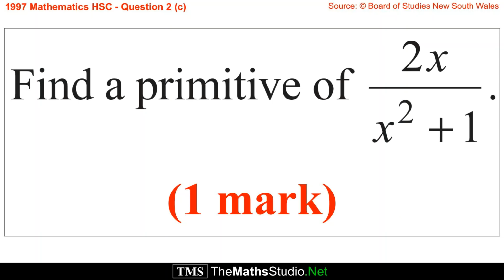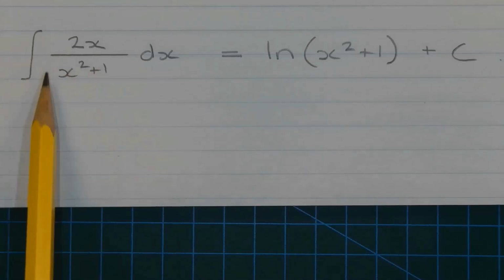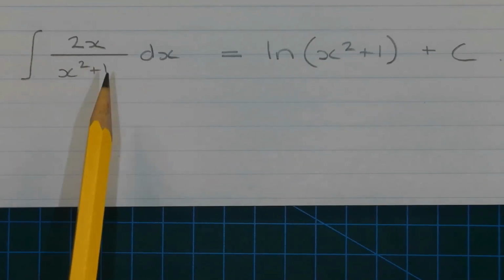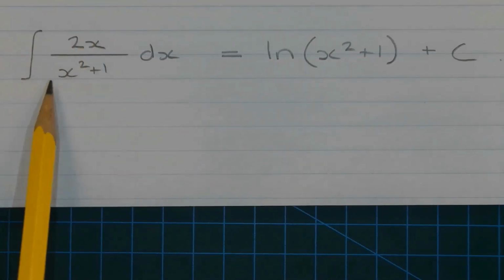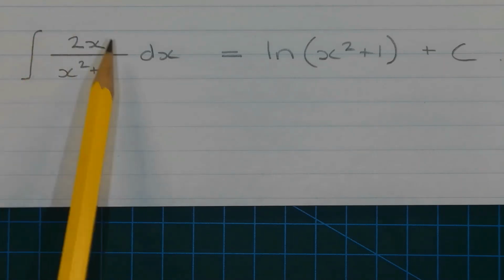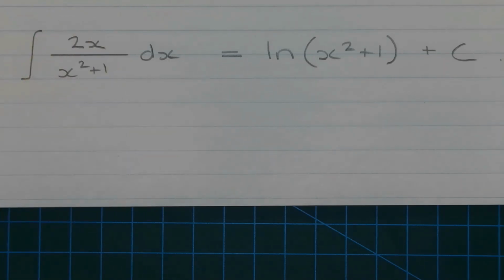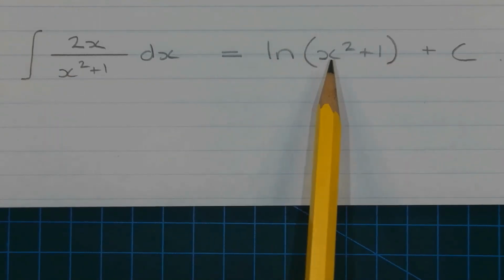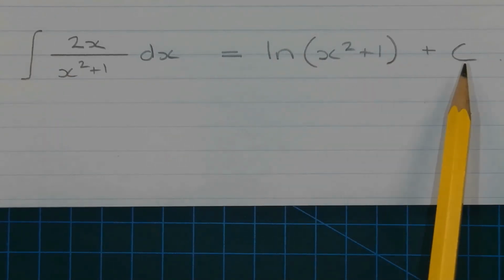Question 2, Part C. Find a primitive of 2x over x squared plus 1. By inspection, the integrand is in the form f dash of x over f of x. The numerator is the derivative of the denominator. And when we have an integrand in this form, the primitive of 2x over x squared plus 1 is ln of the denominator. In other words, ln of x squared plus 1 plus the constant of integration c.